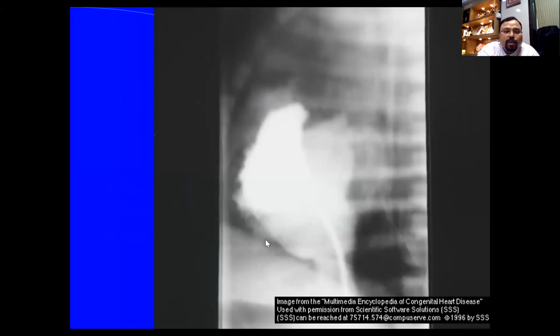This is RV angiogram in lateral view. So this is pulmonary valve. You can see there is no forward flow. This is part of main pulmonary artery, and pulmonary valve is atretic here. So this entire white portion is your right ventricle, and this tube-like structure is your catheter by which we are giving dye.